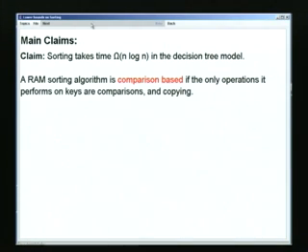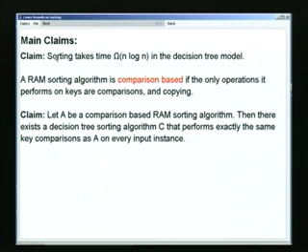And it turns out that they are actually quite nicely connected to decision tree algorithms. So, here is the claim. Let A be a comparison based RAM sorting algorithm. Then there exists a decision tree sorting algorithm C that performs exactly the same key comparisons as A on every input instance, in fact in the same sequence. This means that the time on this decision tree model is intimately related to the time on the RAM model also for this class of algorithms.